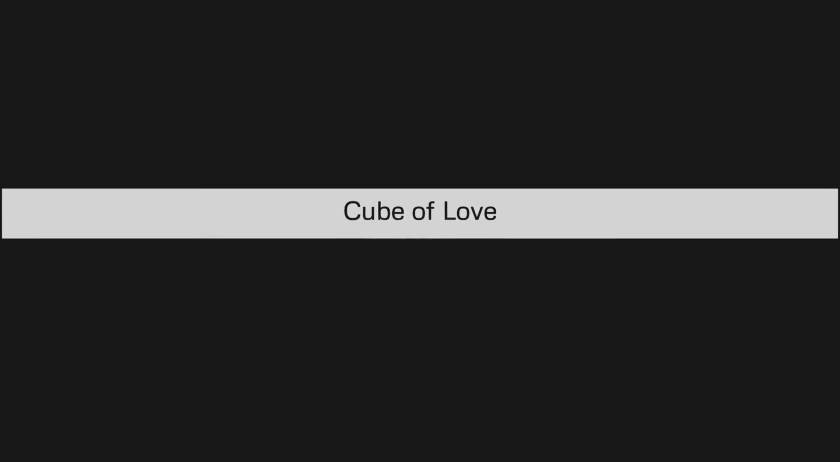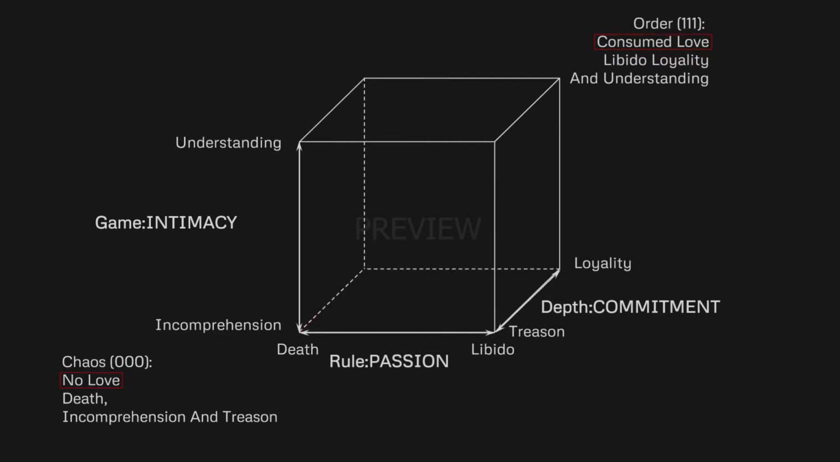Cube of love. Order 111. Consummated love: libido, loyalty, and understanding. Understanding, game, intimacy. Incomprehension, death. Rule, passion. Libido, treason. Depth, commitment, loyalty. Chaos, 000, no love: death, incomprehension, and treason.